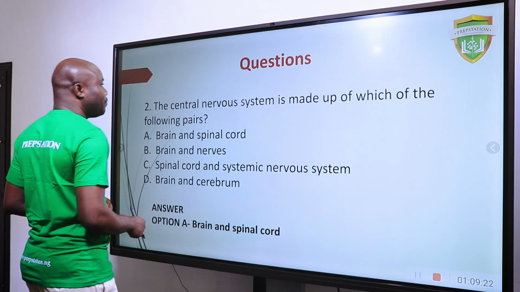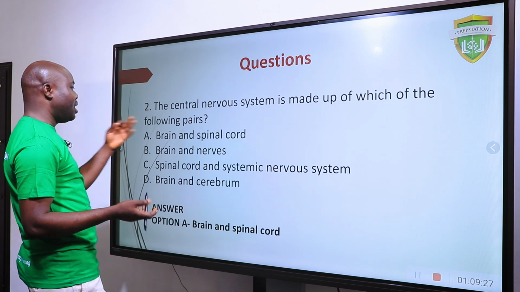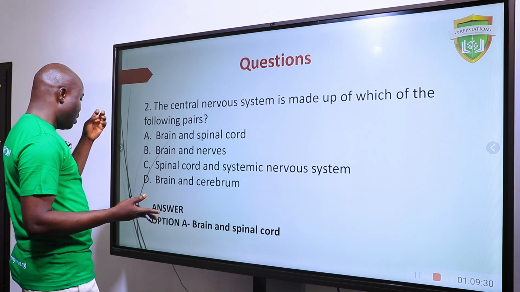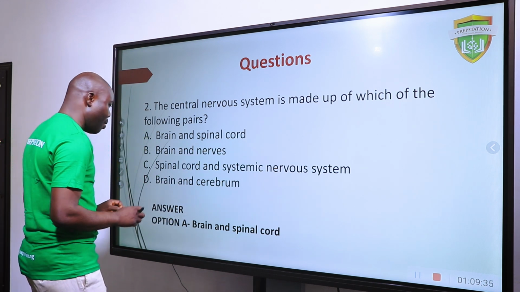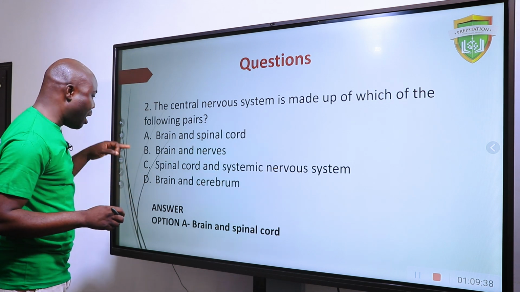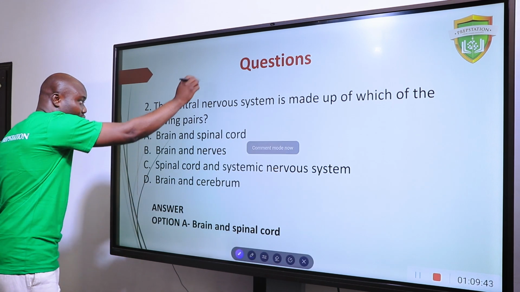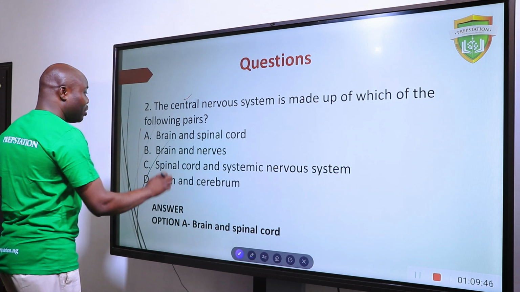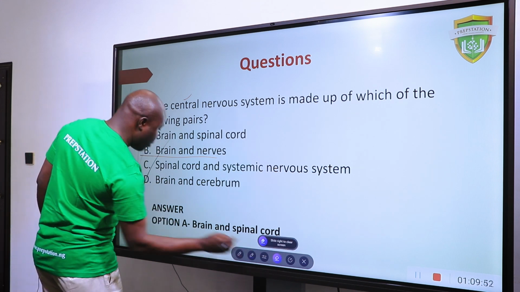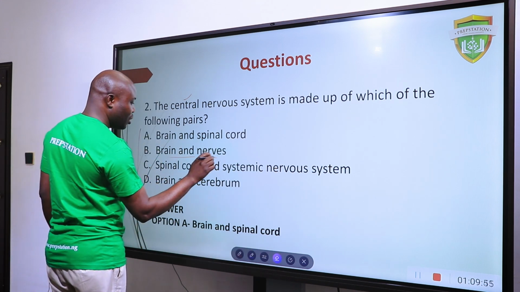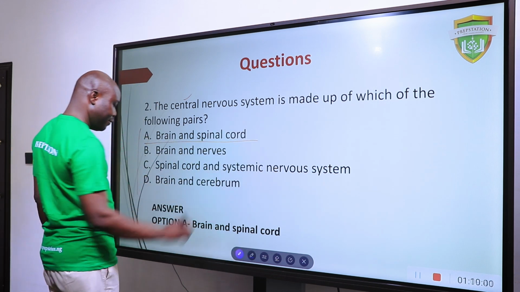Okay, so let's move on. The central nervous system is made up of which of the following pairs? Brain and spinal cord, I think that is the answer. Brain and nerves: this nerve is part of the spinal cord, so we won't take that. We have the spinal cord and the systemic nervous system. We have the brain and cerebrum. Please cool down. You really need to know what you know. All of these are part of the CNS, they are all correct, but our answer is brain and spinal cord. Is it clear now? A. Brain and spinal cord.